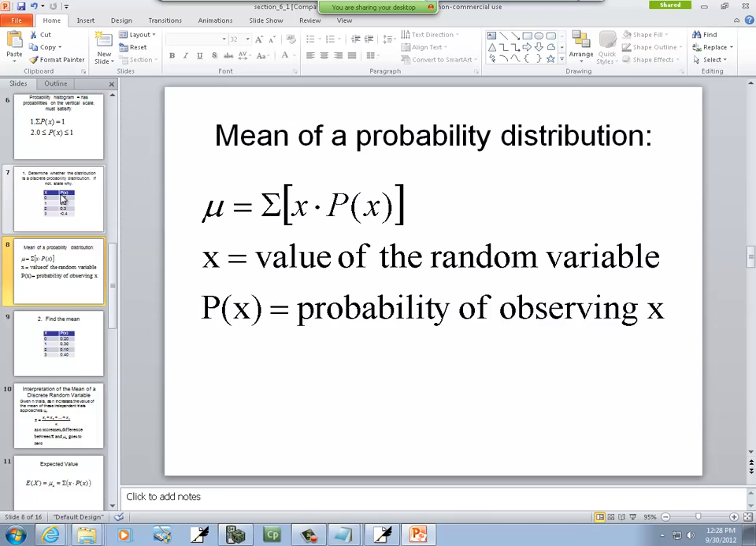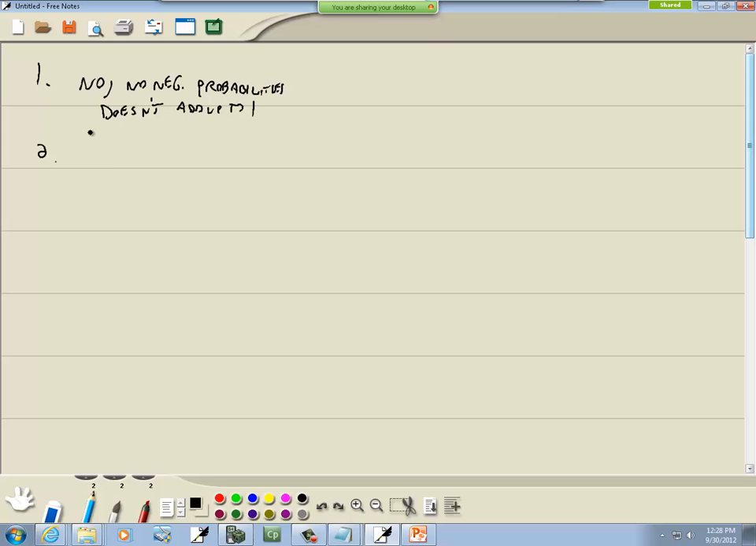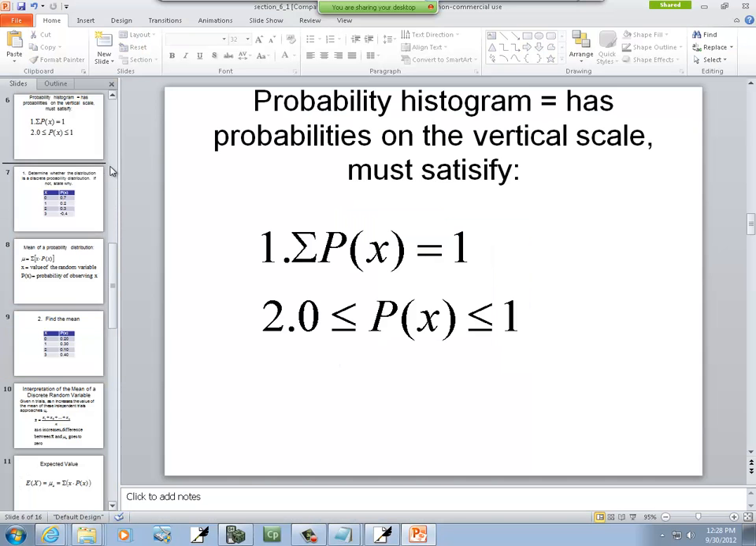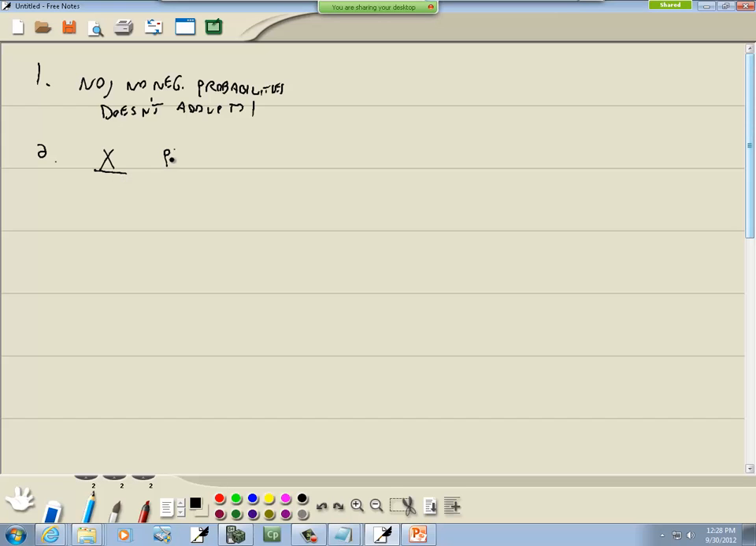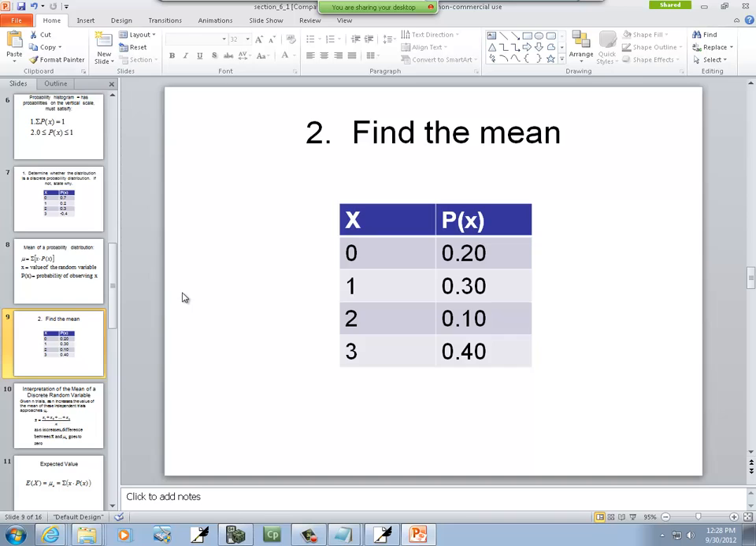Now the mean of a probability distribution is the sum of each x value of the random variable times the corresponding probability. Well, let's take a look at one of these. I got x and then p of x. So x is 0 through 3. And p of x is 0.20, 0.30, 0.10, and 0.40.